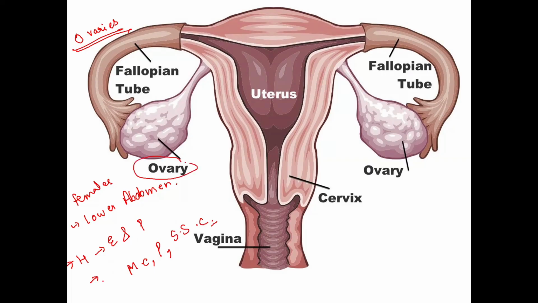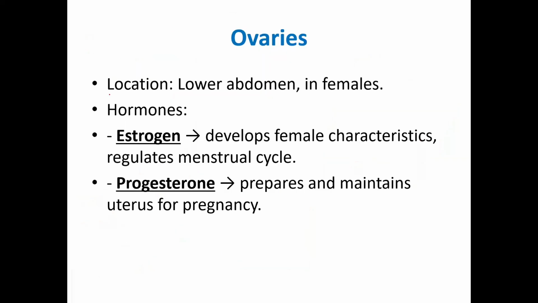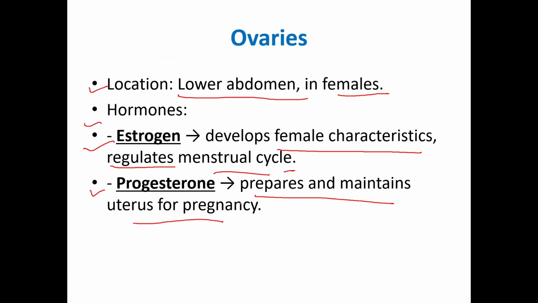Look at the figure. This is the ovary, right? Females have one pair of ovaries. This is the fallopian tube, the uterus, also called the womb, cervix, vagina. So the ovary makes eggs plus hormones, that is estrogen and progesterone, which further help in development of many functions or characteristics. Location: lower abdomen in females only. Hormones are estrogen and progesterone. Estrogen develops female characteristics and regulates the menstrual cycle. Progesterone prepares and maintains the uterus for pregnancy.